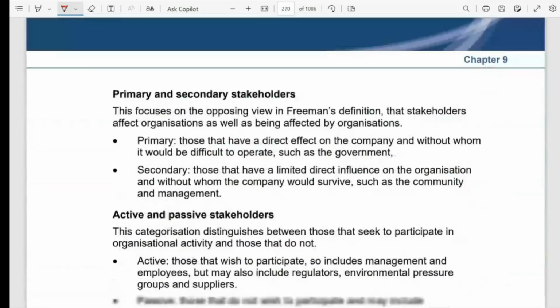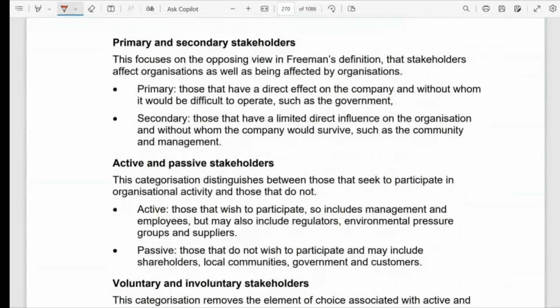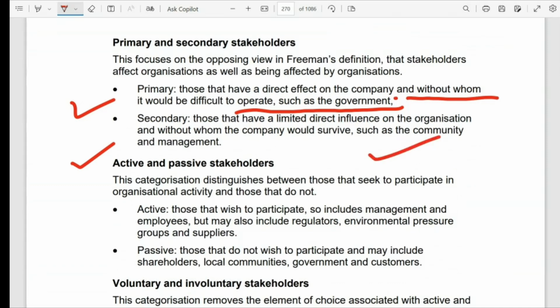Primary and secondary stakeholders. The primary stakeholders are those directly affected by the company and without whom it would be difficult to operate, such as the government. Secondary stakeholders are those with limited direct influence on the organization. Active and passive stakeholders.